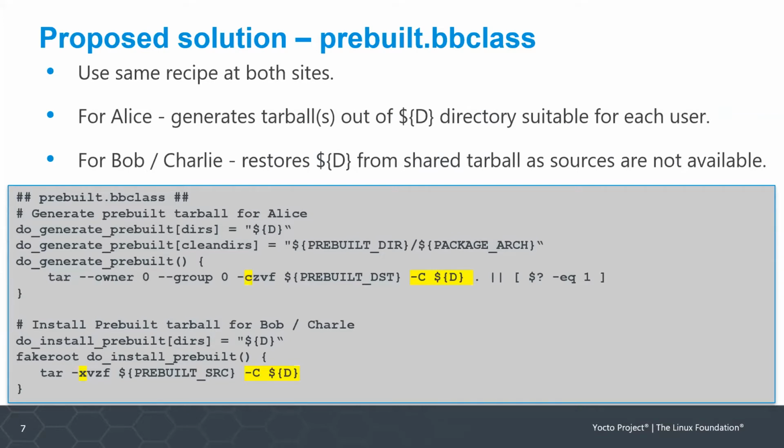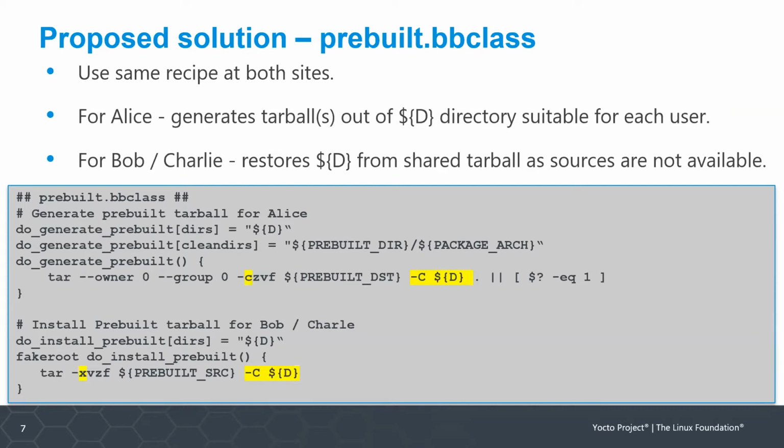They'll use exactly the same recipe to build, and then the class will take care of switching between source compilation to pre-built installation. So the recipe, when used by LS, generates a tarball out of the deploy directory, and the class is capable to generate different tarballs as needed for each of her users. Similarly, for the users, the same class will restore deploy directory from the tarball.